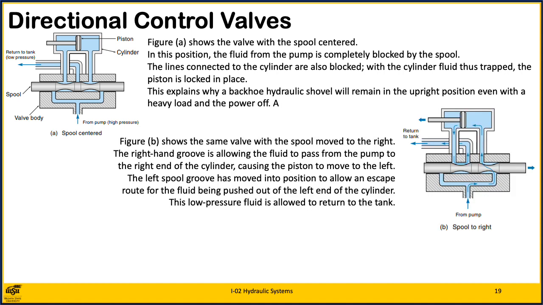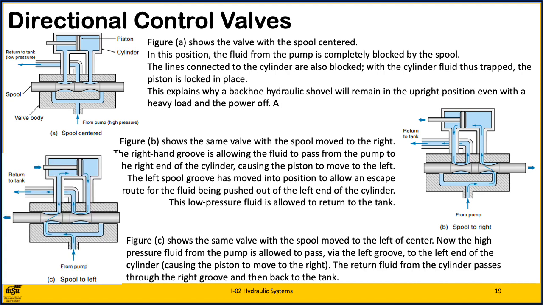Figure B shows the same valve with the spool moved to the right. Notice that the right-hand groove is allowing the fluid to pass from the pump to the right end of the cylinder, causing the piston to move to the left. The left spool groove has moved into the position to allow an escape route for the fluid being pushed out of the left end of the cylinder. This low pressure fluid is allowed to return to the tank.